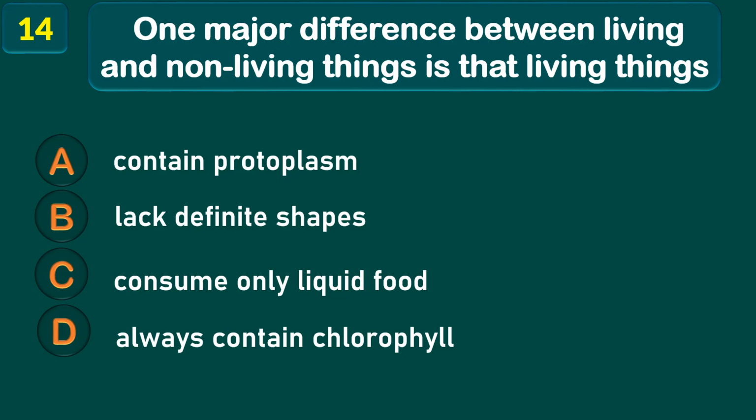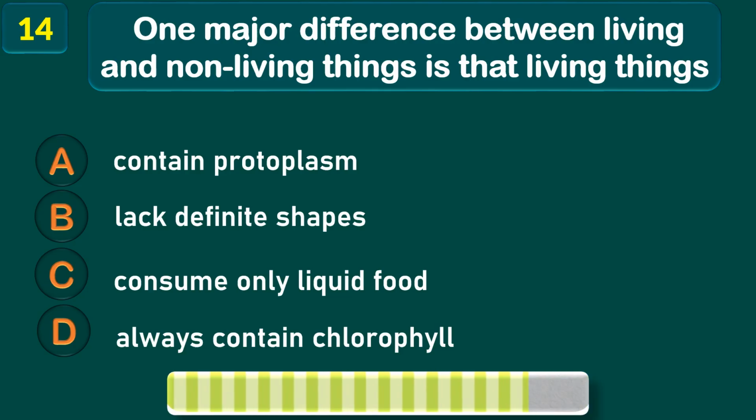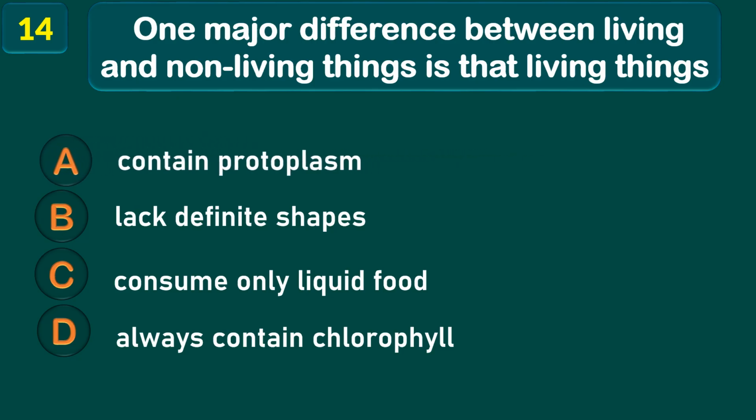One major difference between living and non-living things is that living things, A. contain protoplasm, B. lack definite shapes, C. consume only liquid food, D. always contain chlorophyll. Answer: A. contain protoplasm.